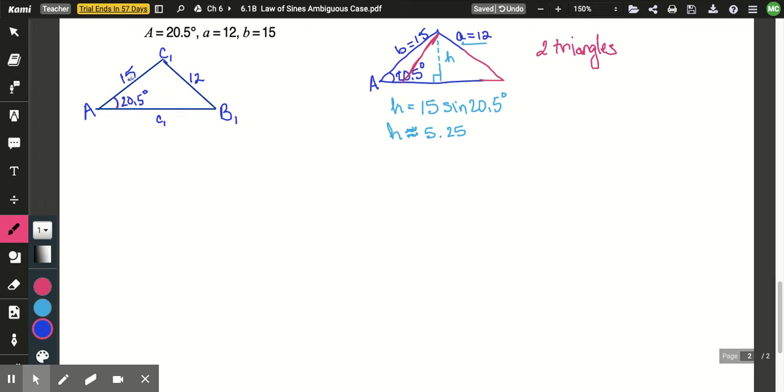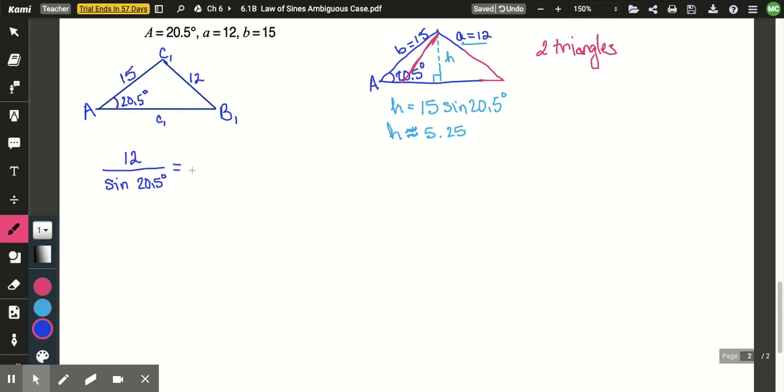All right, so to find this one, I'm going to be using law of sines like I did before. I have to have a side and an angle that are related to start with, and I do. I have side A and angle A, so I'm going to start with that. 12 over sine of 20.5 degrees.